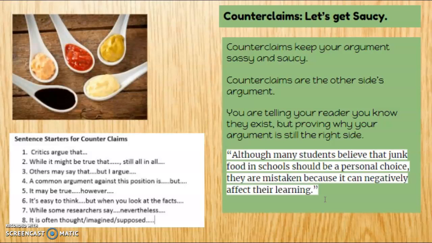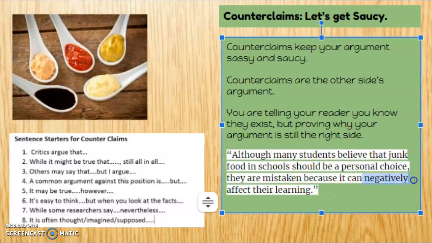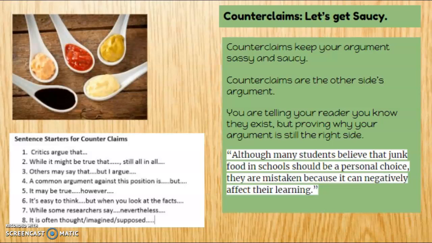The counterclaim looked at the other side. It looked at the other argument. But it said, even though this is what you think, this is why you're wrong. This is why I'm still right as the writer. Because it can negatively affect their learning. Remember, this paper is about how junk food is bad for you, how it's bad for students. So at the end of this counterclaim, we still highlighted the fact that it can negatively affect your learning. So that's the big takeaway.